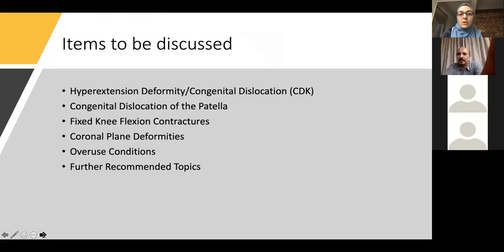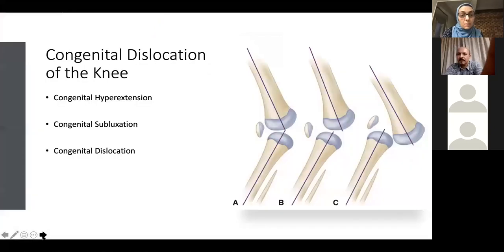The items I'm talking about today are hyperextension deformity or congenital knee dislocation. Congenital dislocation of the patella, a rare problem, but it is present and needs a high index of suspicion to diagnose. Fixed knee flexion contractures we meet every day. Coronal plane deformities, overuse conditions, and I would recommend a few other topics for those who need to further read into the topics. Very important and need very specialized management. Let's start with congenital dislocation of the knee.